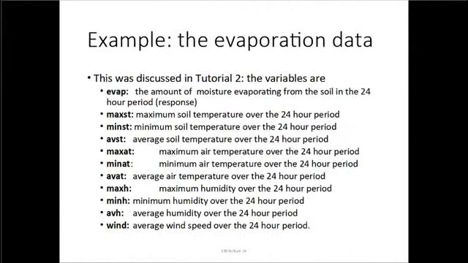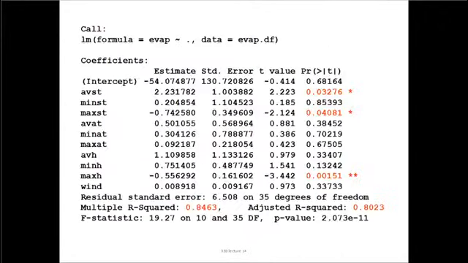Now we'll take an example. Here is an example where we have quite a few variables on the evaporation data. As you see, there are some 10 to 12 variables, and we select some of the important variables. What we do is use R to find out the coefficients of the regression. We use all variables.